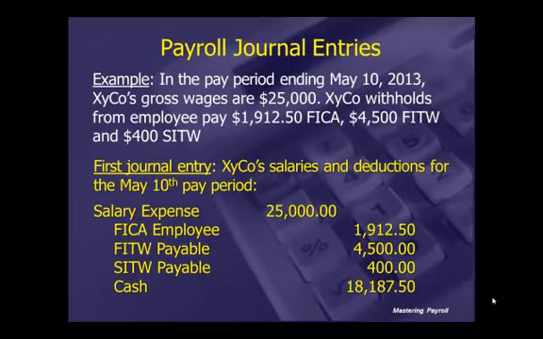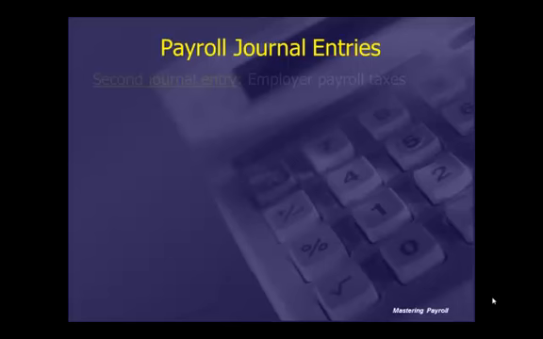The first journal entry is to debit salary expense for the gross earnings on May 10th, $25,000, and to credit each of those liabilities for FICA, federal income tax, state income tax. I would have payable on all of them for their respective amounts, and the net pay is to take $25,000 less all the deductions, the withholdings, and the net pay is the $18,187.50.